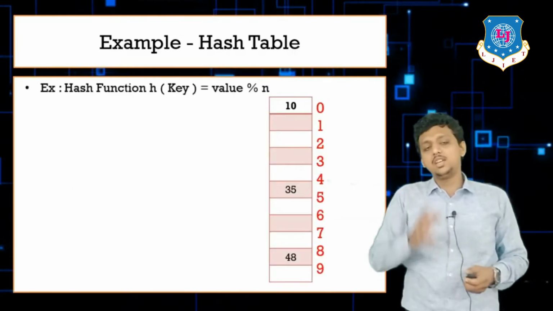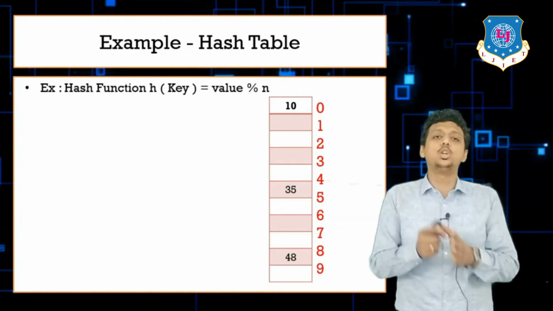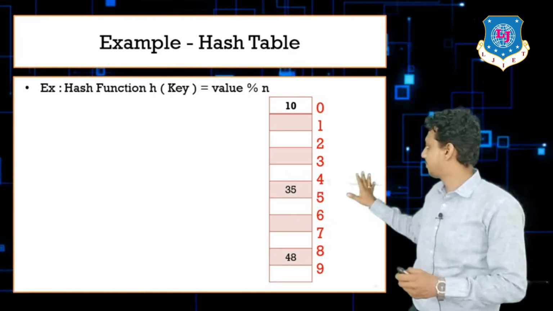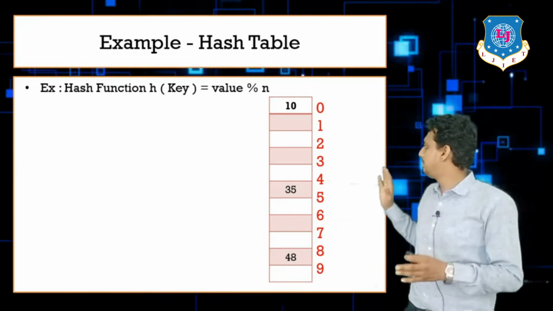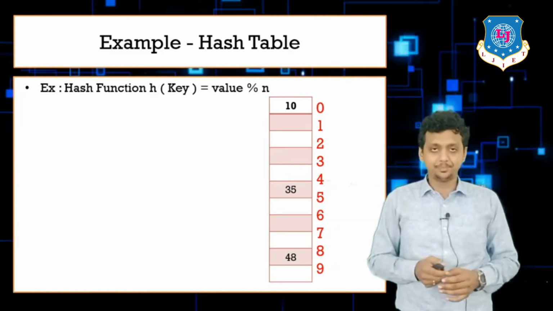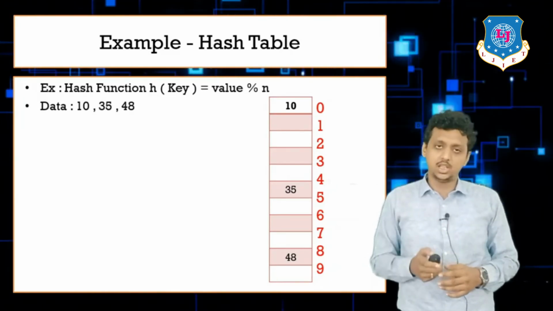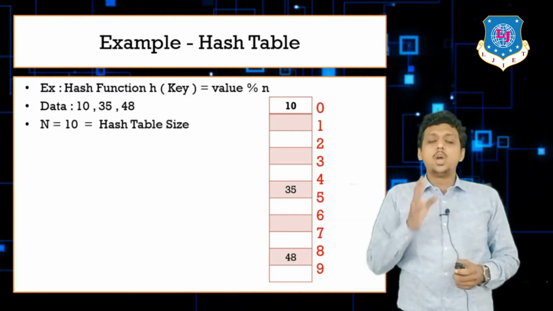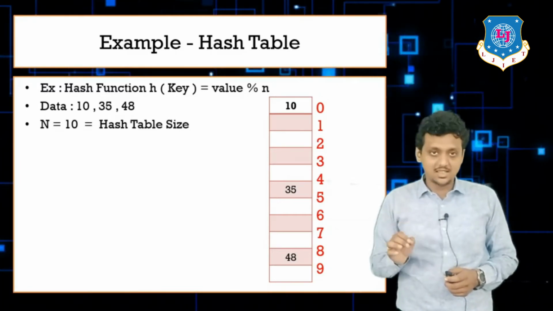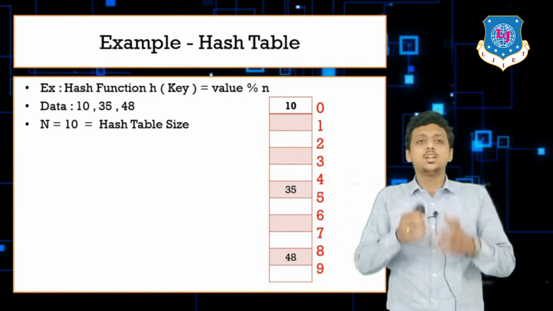Here, the hash function is h of key equal to value modular n, or you can say key modular n. This is our hash function. Just imagine this is a very basic hash function where h of key is equal to value modular n. So let's take data like 10, 35 and 48. The hash table size is 10, so n is equal to the hash table size. The data we want to insert is 10, 35 and 48.